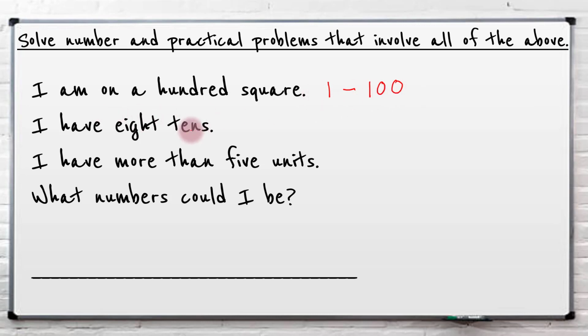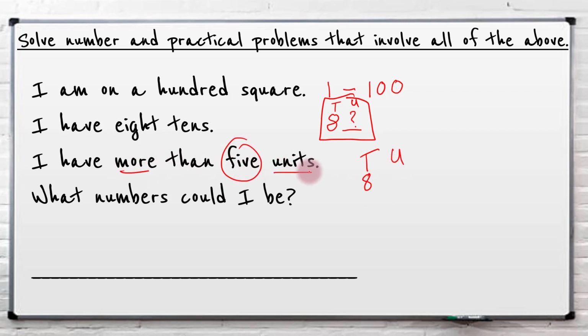Okay, I have 8 tens. So that means the numbers have to have an 8 in the tens column. But we're not unsure of what is going to be in the units column at the moment. So we know it's going to be in the 80s because it's on a 100 square. And it has to have 8 tens, and there's nothing else in 100 square which has 8 tens, apart from the 80s. So I have more than 5 units. So we've got our tens, which has to be the 8 tens. We've got the units, which has to be more than 5 units.